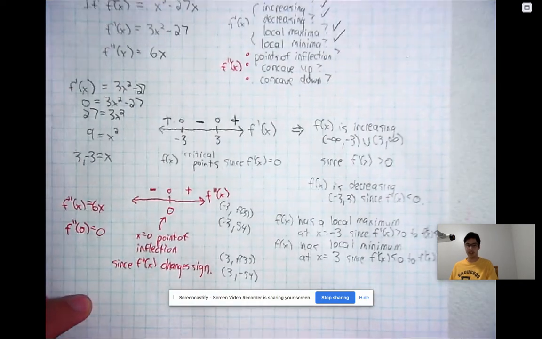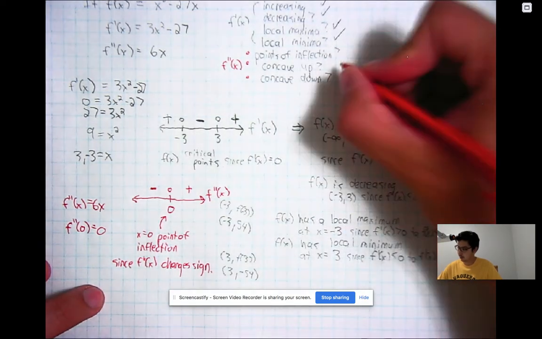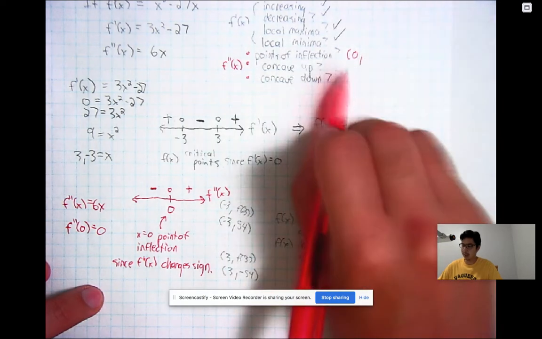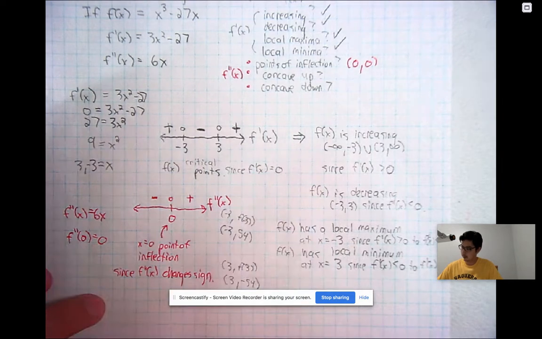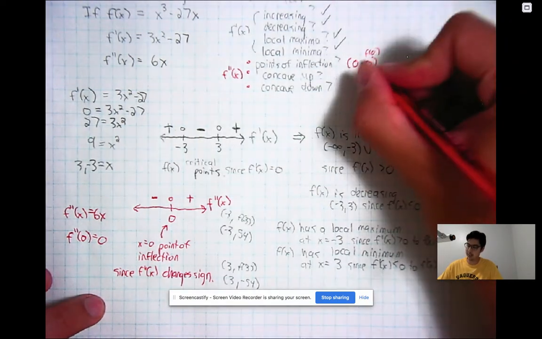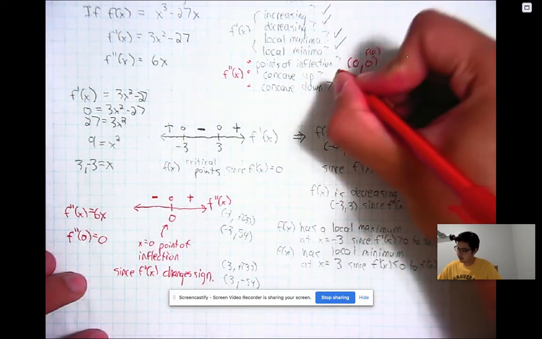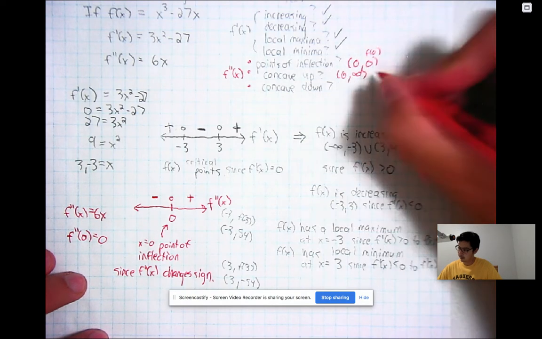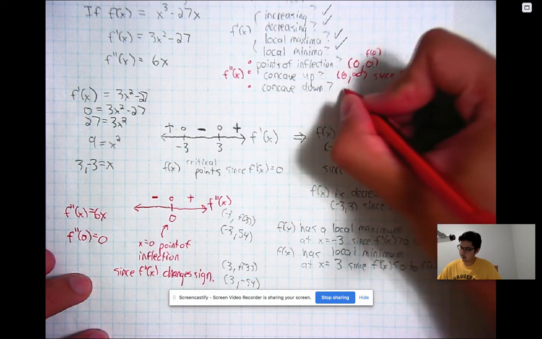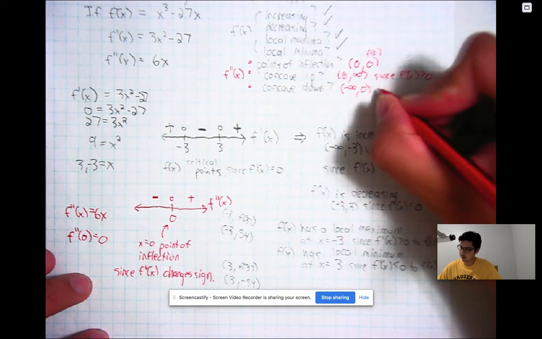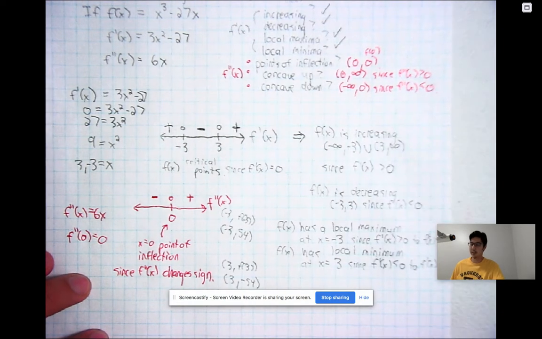Okay, and that's good. And then, so there's a point of inflection at 0, comma, if I plug 0 back into the function up here, it'd be at 0. So at 0, 0, there's a point of inflection. So if you lost what I did so quickly, at 0, comma, f of 0, if you plug that in. And when is it concave up? Well, it's concave up from 0 to infinity, since f double prime of x is positive. And it's concave down from negative infinity to 0, since f double prime of x is negative on that interval.